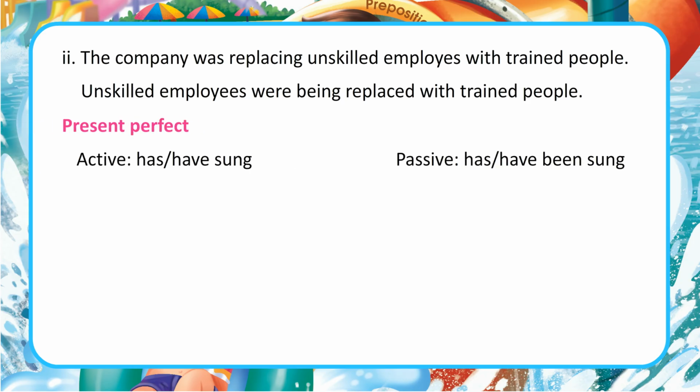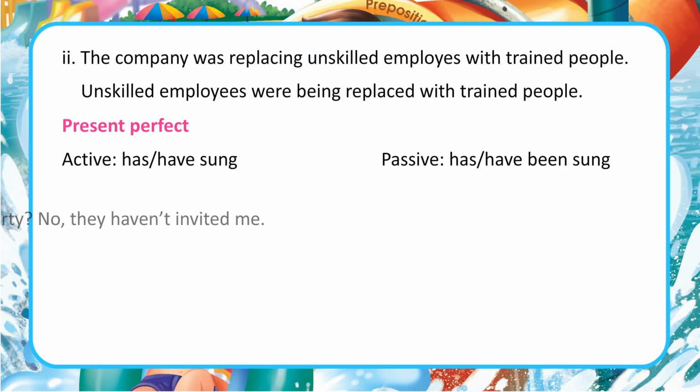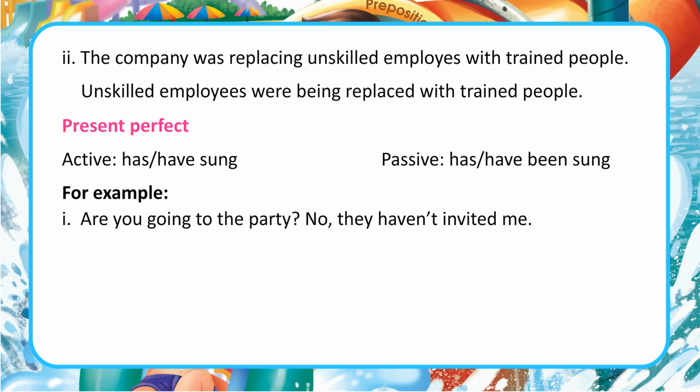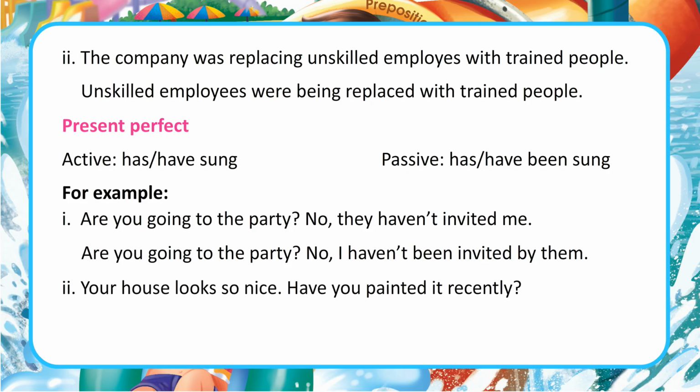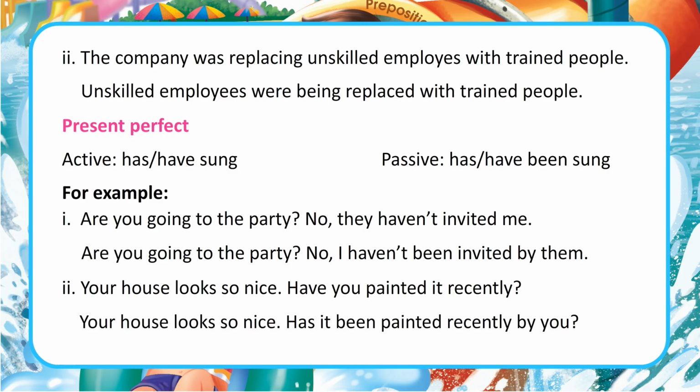Present perfect. Active, has/have sung. Passive, has/have been sung. For example, are you going to the party? No, they haven't invited me. Are you going to the party? No, I haven't been invited by them. 2. Your house looks so nice. Have you painted it recently? Your house looks so nice. Has it been painted recently by you?